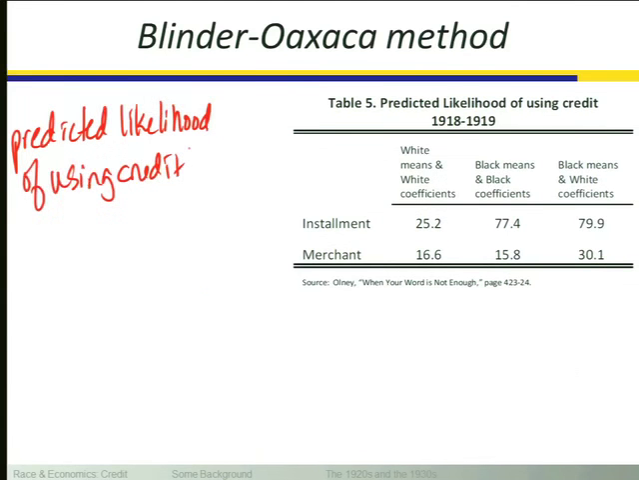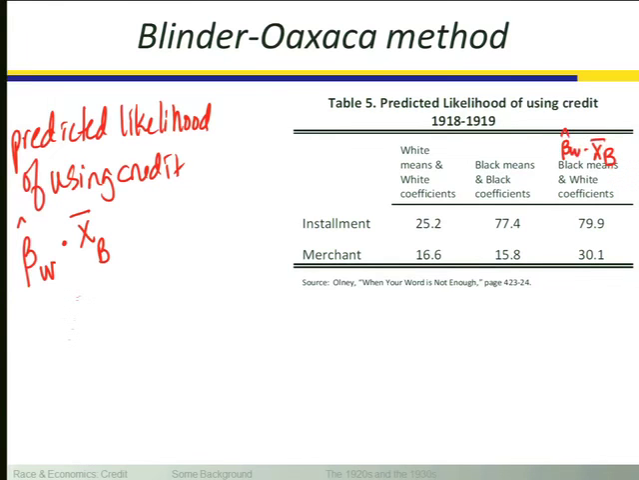And one time we're going to take the estimated coefficients, so they call those beta hats, so beta with a little caret hat on top. We're going to take the estimated coefficients for the white family, so W for white, and multiply that by the average values of the right-hand side variables, the x's, for the black families. So we take the beta hat for the white families and multiply that by the means of the variables for the black families.